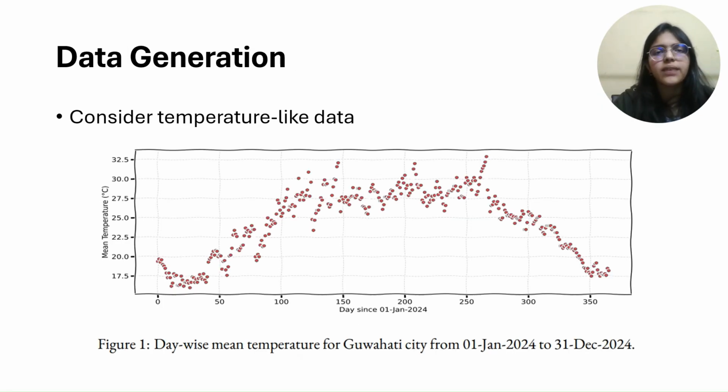Class notes discuss the day-wise mean temperature for Guwahati city from 1st January 2024 to 31st December 2024 as shown in figure 1. It can be observed that the plot is more or less a smooth curve with higher temperatures in summer and lower temperatures in winter. There is slight noise since it is real-world data, but the overall behavior of the model can be considered to be a smooth curve with one peak. Our aim is to use a similar dataset.